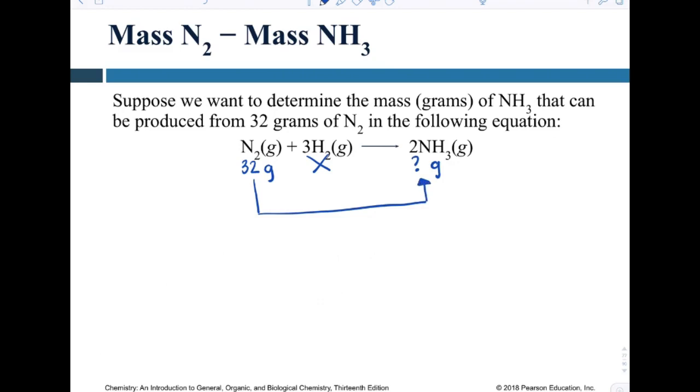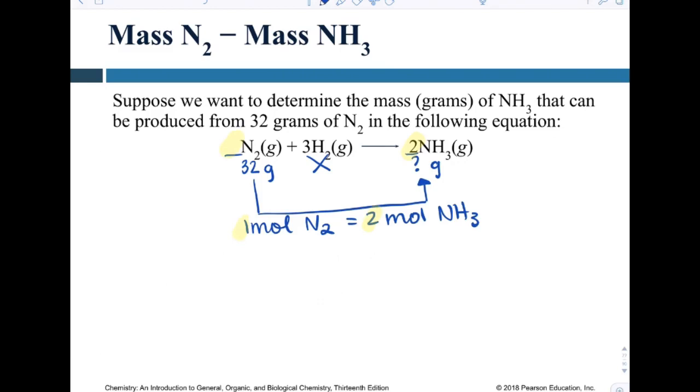Now I do not have a conversion that goes directly from grams of one thing to grams of something else. But I do have a conversion from moles of one thing to moles of something else. That's the way you change substances in chemistry, through moles. And so I can write a mole ratio. I know that 1 mole of N2 is equal to 2 moles of NH3. And remember, I'm getting these numbers from the balanced chemical equation.